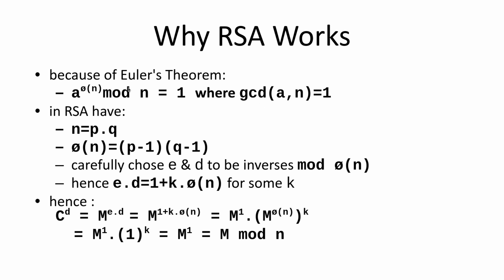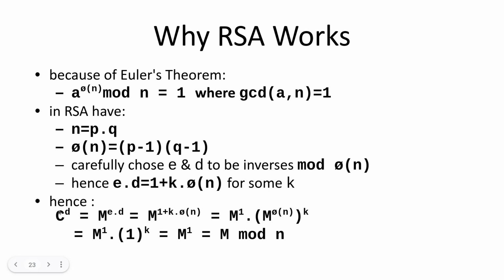Okay, and in RSA we have n is equal to p times q, phi of n is equal to (p minus 1) times (q minus 1), and E and D are chosen in such a way that they are inverses in mod phi of n. So E times D is equal to 1 plus some k times phi of n, that is, there is a remainder of 1.